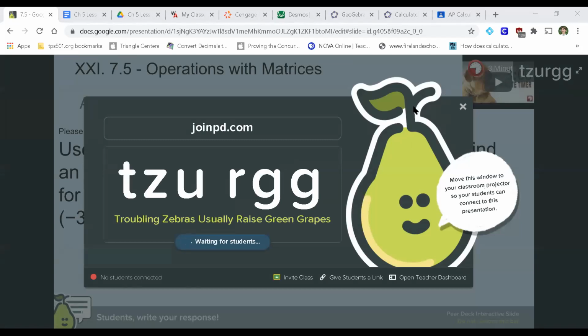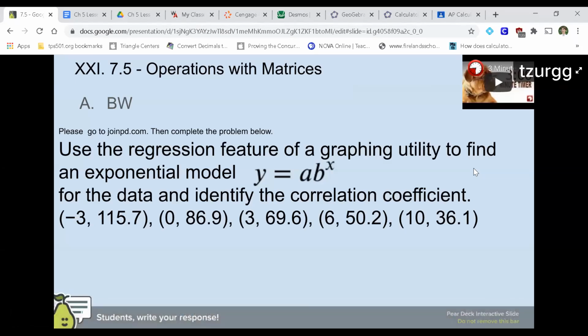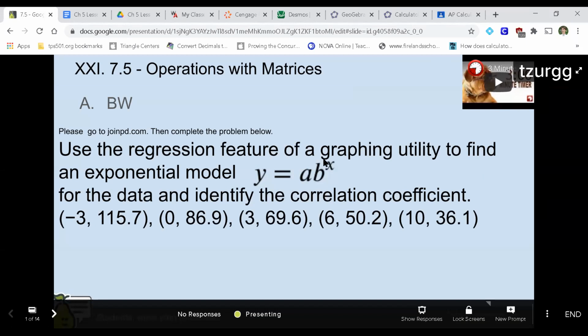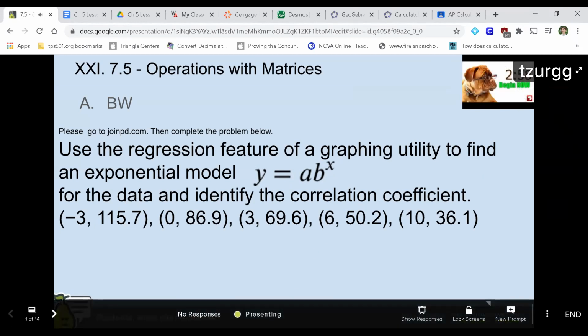All right, first problem is to finish out our review of chapter 3. See if you could use the regression feature on your calculator to perform an exponential regression to get an equation for y equals a times b to the x for the following data set. I'll give you 3 minutes, and then we'll go over how to do that in case you get lost.